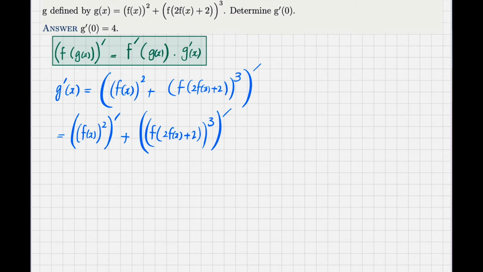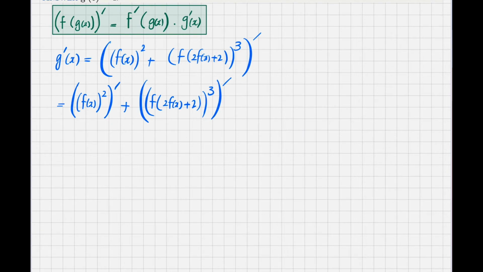Now the derivative of a function of x squared is, according to the chain rule, 2 times the function f of x, but it is not finished. You have to multiply it by the derivative of the base, which is this one. And the same is true for here.